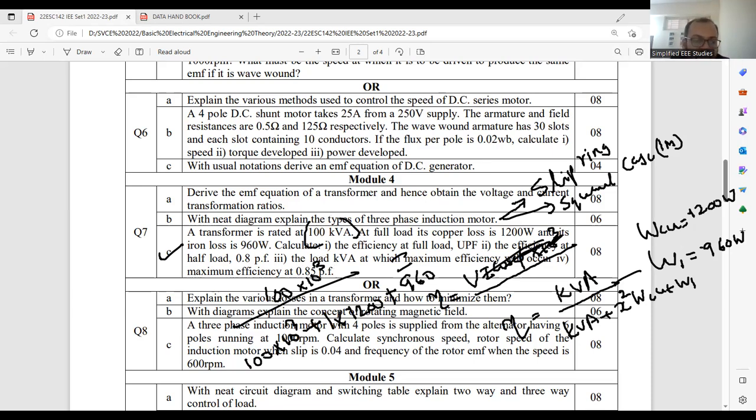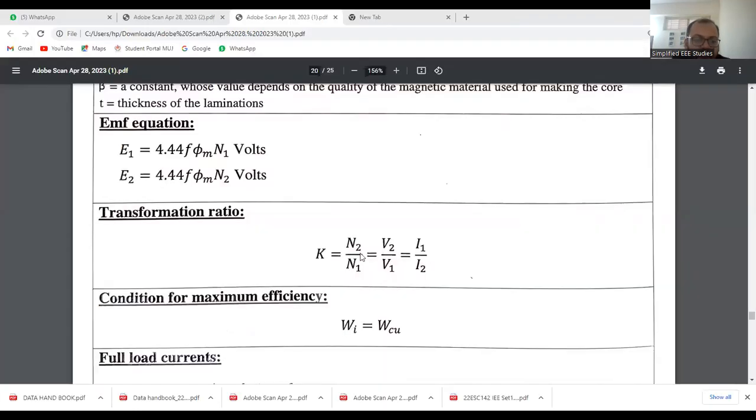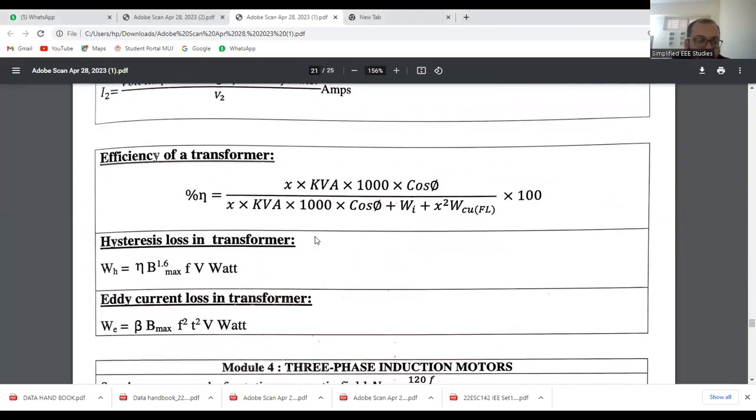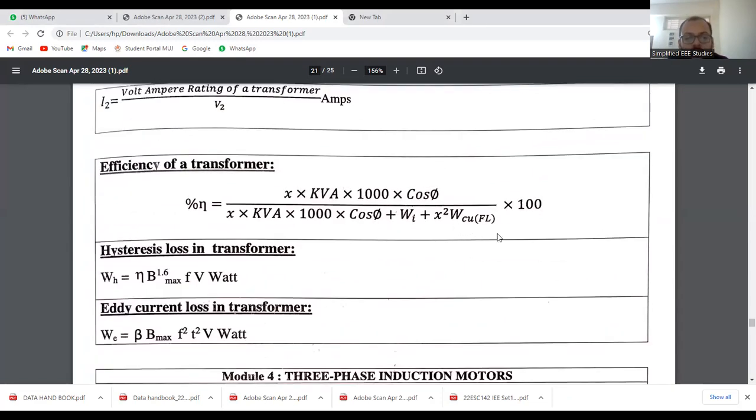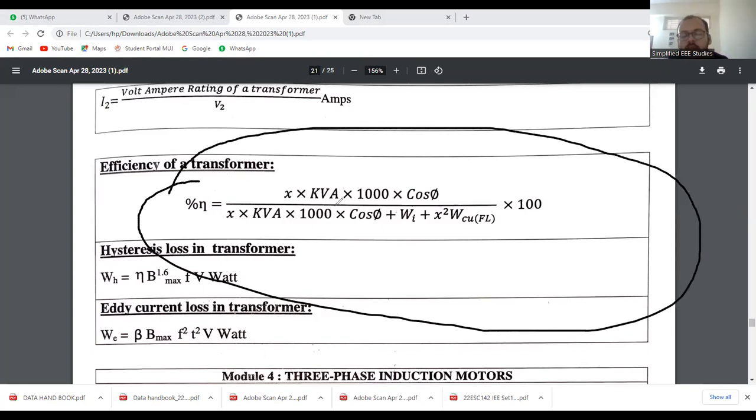Let me show you the formula regarding the transformer. The efficiency calculation formula is directly given. See, this formula you can use: X into kVA into 1000 into cos phi divided by X into kVA into 1000 into cos phi plus WI plus X square into WCU full load. I have not mentioned cos phi earlier because I considered only the power factor equal to unity. For maximum power factor it's unity only. So you can directly make use of the formula and substitute accordingly.